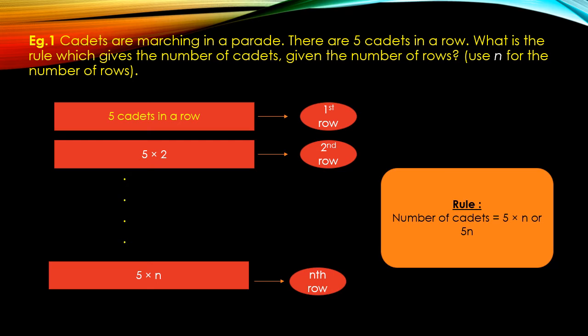Now see the figure. So 5 cadets in one row. So in 2 rows it will be 5 into 2, 10 cadets. Or for the nth row it will be 5 into n. So the formula will be number of cadets is equal to 5 into n, or 5n.